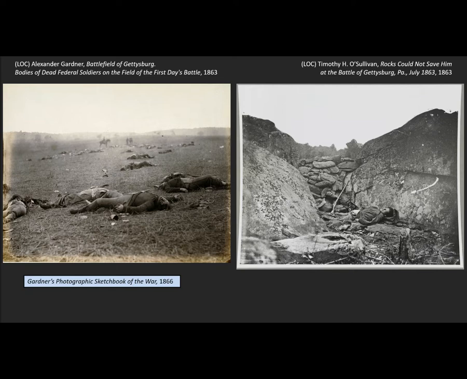And when Gardner publishes these, in addition to having the photograph, there would be a caption underneath it, a sort of lengthy caption, not just the title, but a quite lengthy explanation of the image. And he actually retitled the images as well. And so the one on the left, when he first took it in 1863, right, very documentary: Battle of Gettysburg, bodies of the dead Federal soldiers on the field of the first day's battle. Okay. But when it appeared in Gardner's Photographic Sketchbook of the War, The Harvest of Death, right?